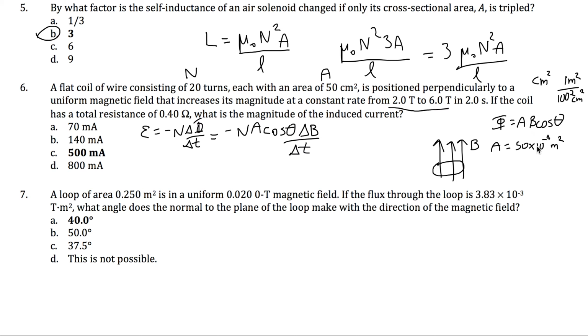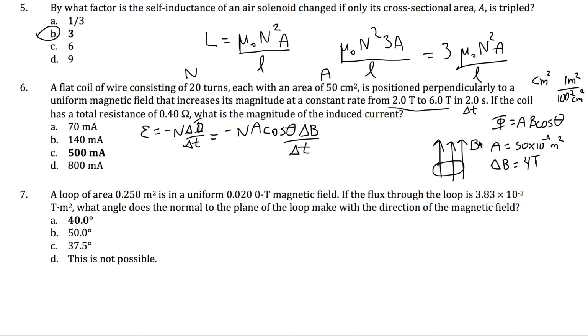So this is the area, and then the change in the field goes from 2 to 6, so final minus initial is 6 minus 2, which is 4 Teslas. So we have N, A, B, we need the change in time. This is delta T here, the 2 seconds. And we just need theta.